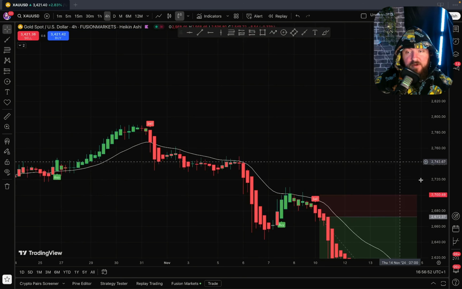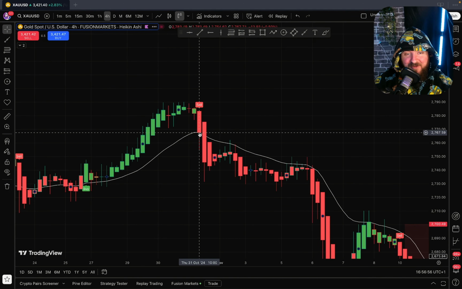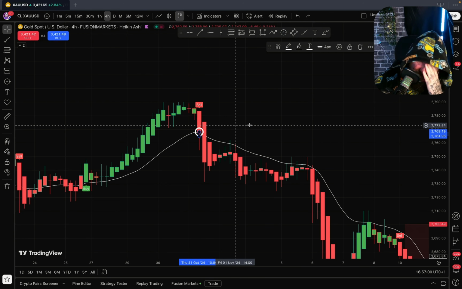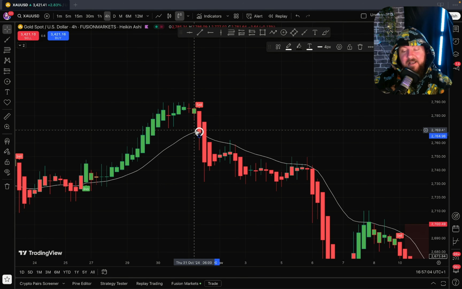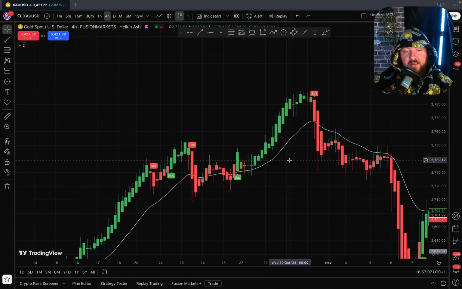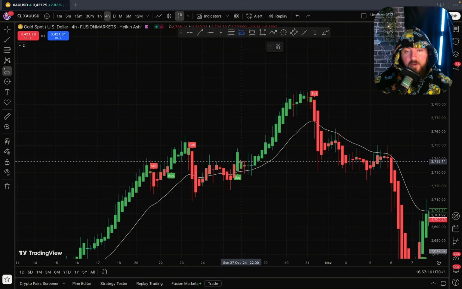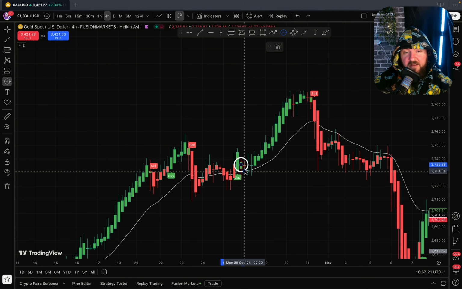This is an interesting one. Did this candle close below the EMA? No, it didn't, but look at it. Worked out beautifully. But still, I wouldn't have taken that trade because it didn't close below. Would I have taken this buy? No, I wouldn't have.